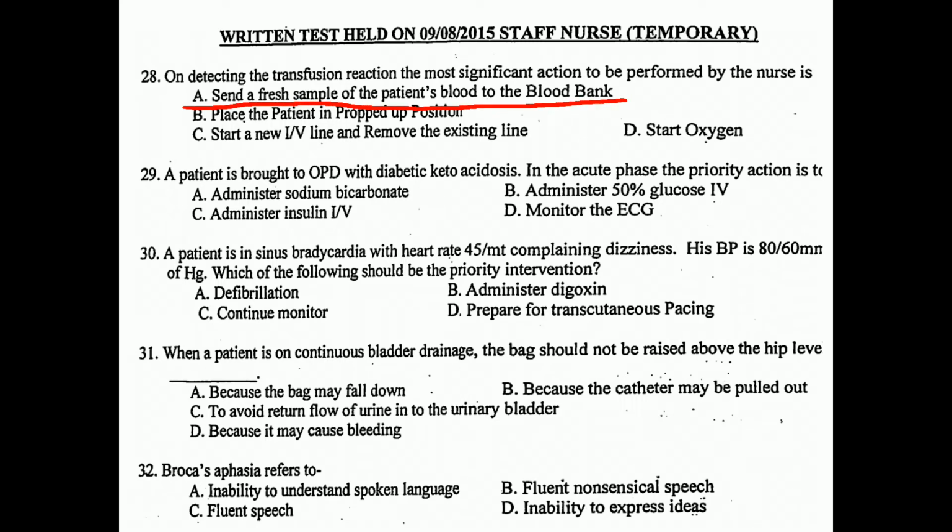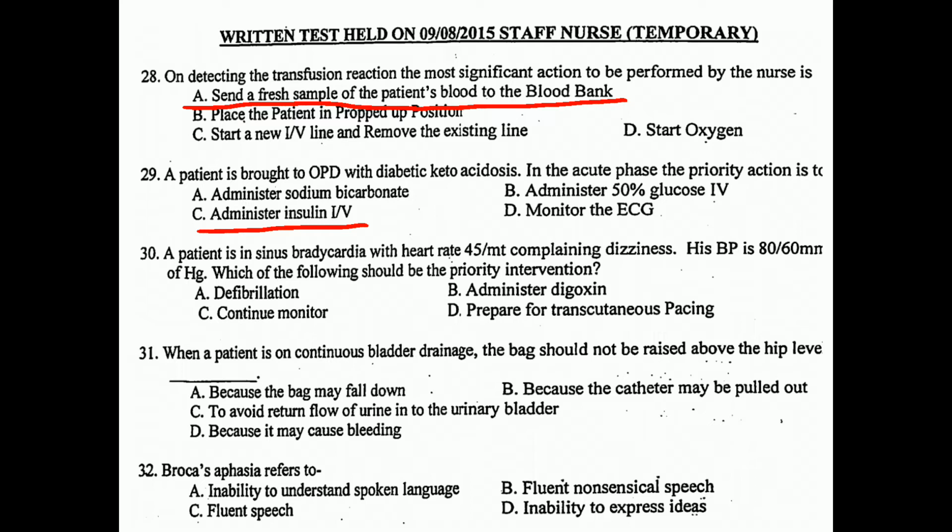Question number 29. A patient is brought to OPD with diabetic ketoacidosis. In the acute phase, the priority action is: option A, administer sodium bicarbonate. Option B, administer 50% glucose IV. Option C, administer insulin IV. Option D, monitor the ECG. The correct answer is option C, that is administer insulin IV.